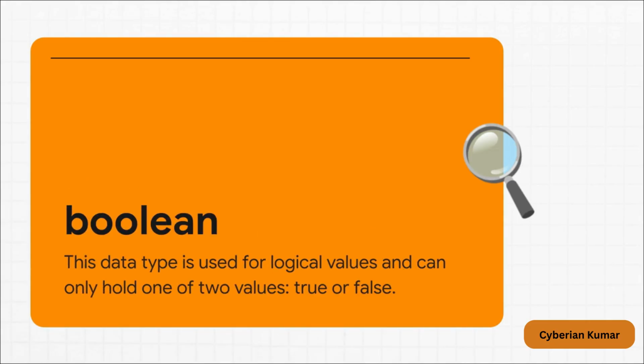And here we have what might be the most important data type of all, the Boolean. It is incredibly simple. It can only hold one of two values, true or false. That's it. But think about it. This is the foundation of all decision-making in a program. Is the user logged in? True or false? Is the password correct? True or false? It's all handled by this simple little on-off switch.